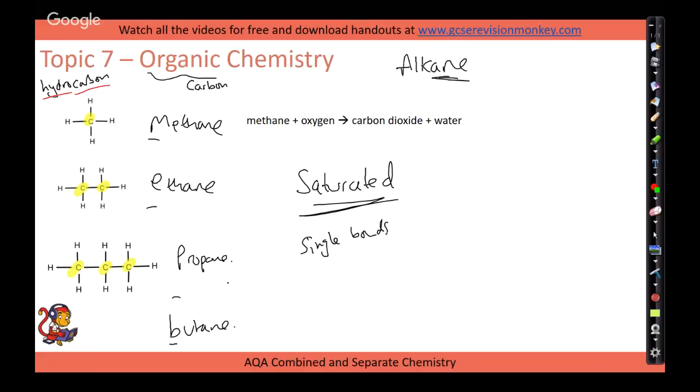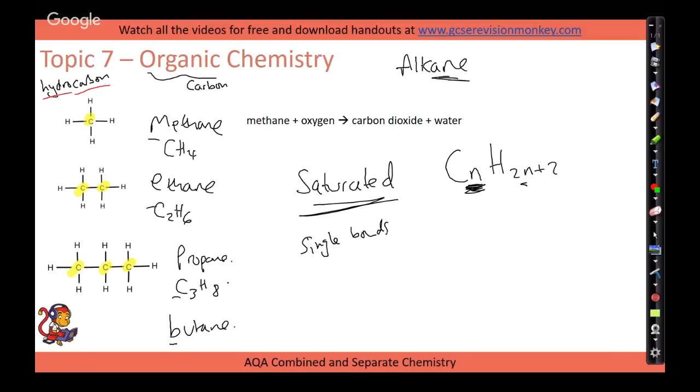And we can write the formula for them. So this is the displayed formula. This is the drawing. Each line represents a bond. So this would be CH4, because there's one carbon. This would be C2H6. This would be C3H8. Because the rule is the general formula for an alkane is CnH2n+2. So that means for whatever number of carbons you have, you double it and then add 2, and that gives you the number of hydrogens.